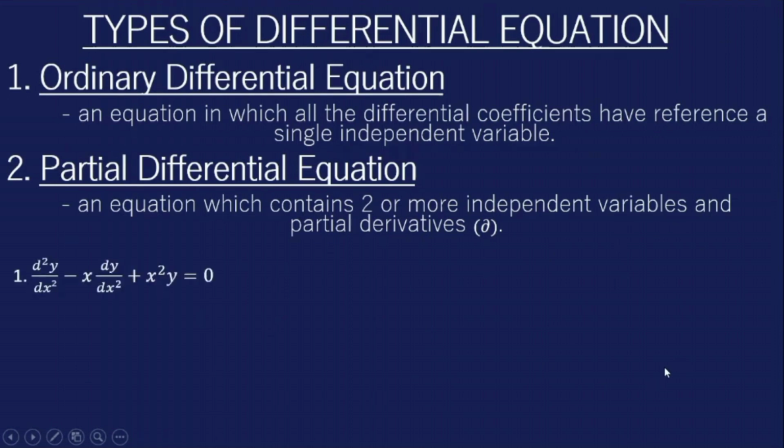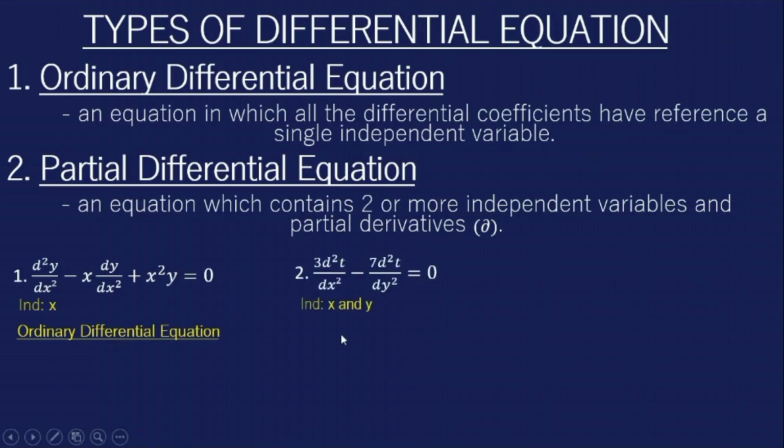So, example number 1 again. Since the independent variable here is only x, the type of differential equation is ordinary, since there is a single independent variable. Number 2, with this equation, we have independent variables x and y. Remember that the independent variable is the variable in the denominator. Since x and y, it is a partial differential equation, since there are two or more independent variables and partial derivatives.